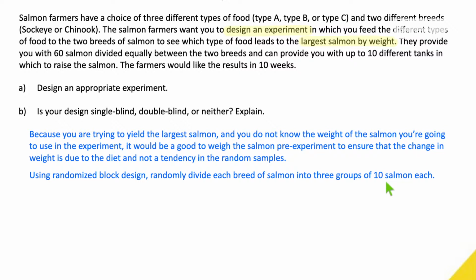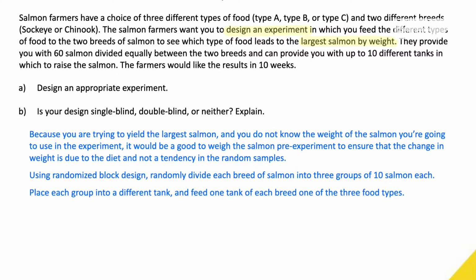Okay, see how they made things easy for you here? So place each group into a different tank and feed one tank with one of the 3 types of foods. Basically, let's say one tank of salmon will have type A feed or type A diet. The other one will have a type B diet, and the third one will have a type C diet. These are, let's say, all the sockeye, and then the Chinook one will have type A, the other one type B, and the third one type C, things like that. So you now have them that way.